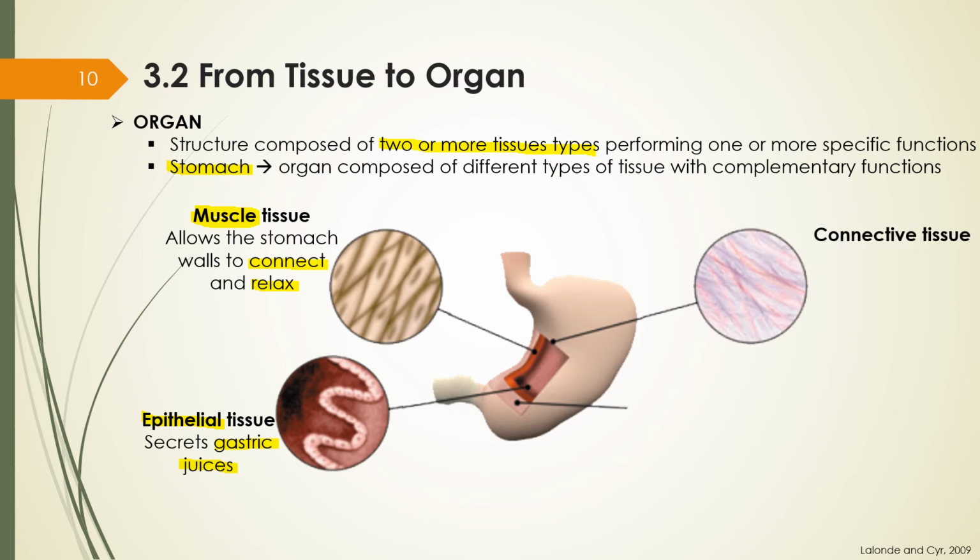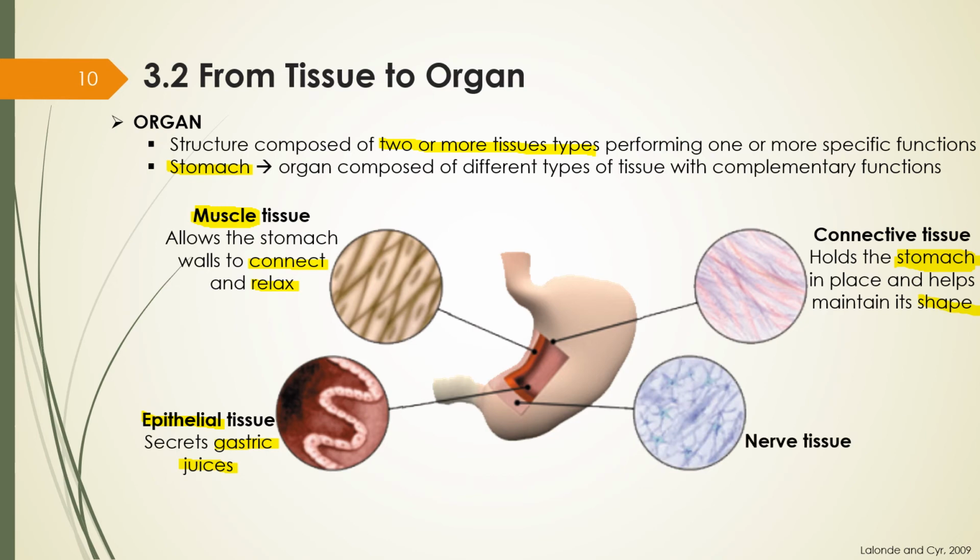Another one, connective tissue. Connection. So it holds the stomach in place. This connective tissue makes the stomach stay where it is, to not go anywhere in the body, and helps to maintain its shape as well. And another one, for example, nerve tissue. Of course, if you don't have nerve tissue, it doesn't receive the information from the brain and it doesn't work at all. So the nerve tissue controls the activities of the stomach.